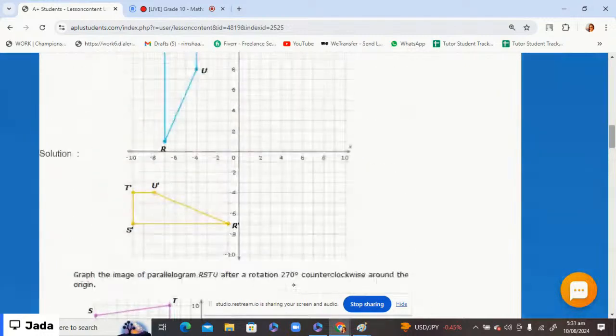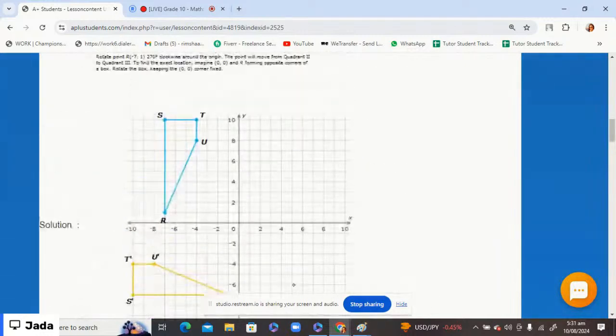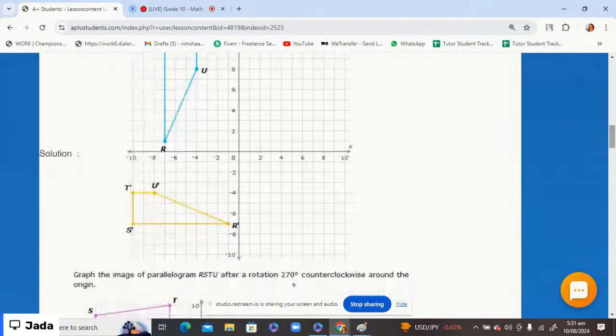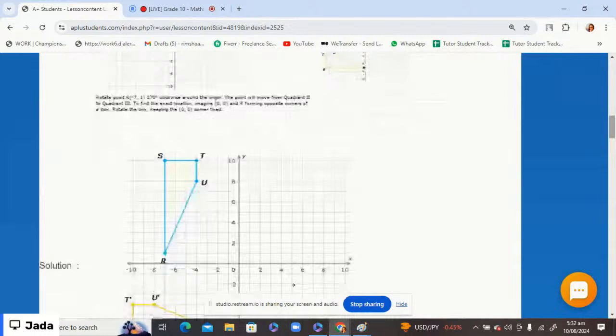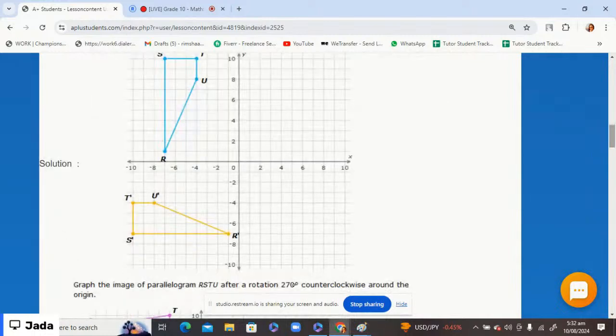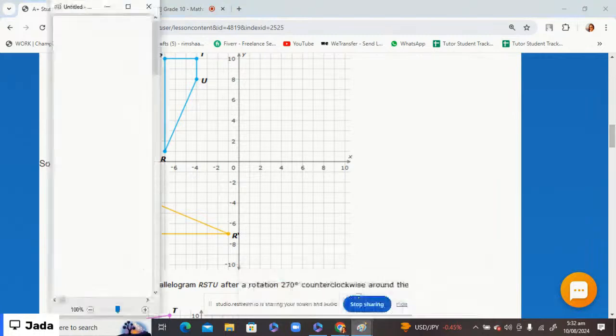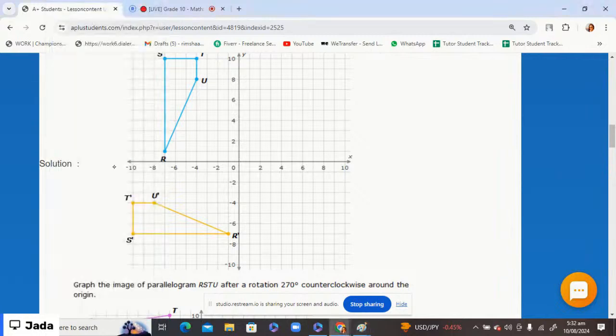Look at this T point. What is the T point here? The T point is -4 and 10. When we change it, it becomes -10 and -4. Okay, the point is -4 and 10 only, and when you change it, it becomes -10, -4. Both have the negative sign.